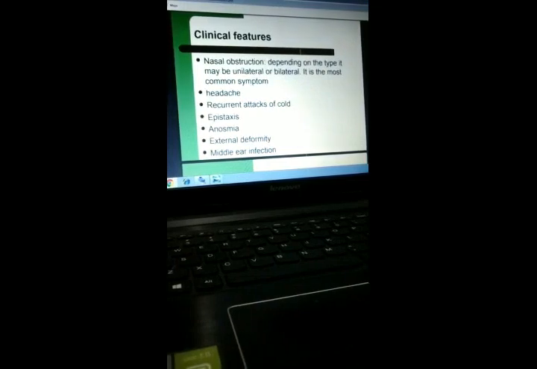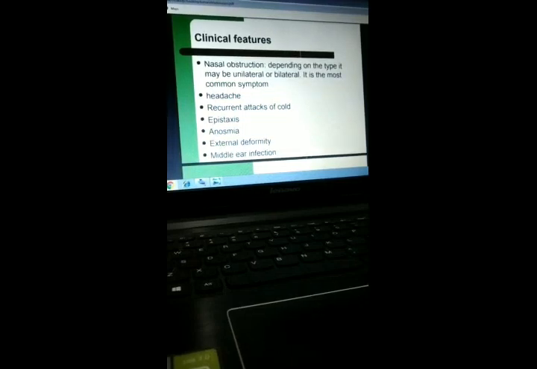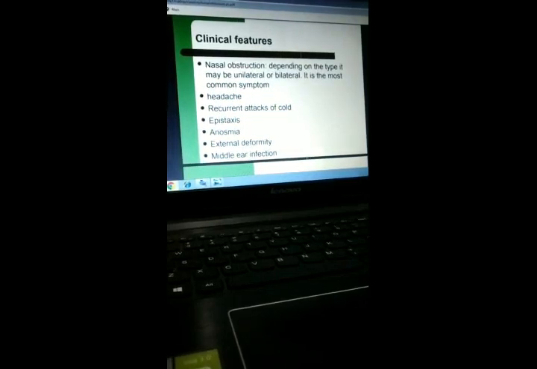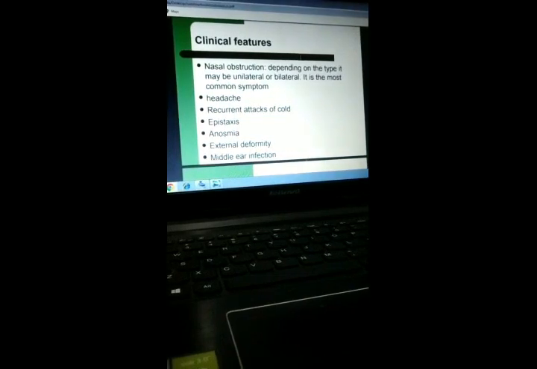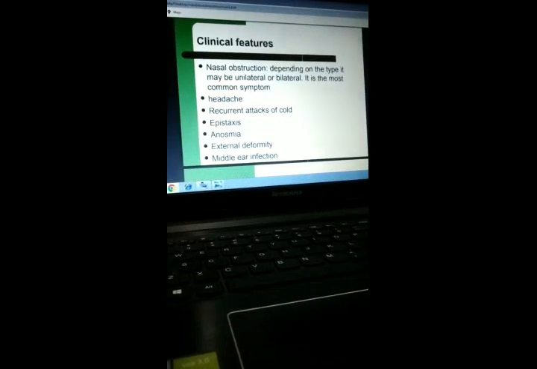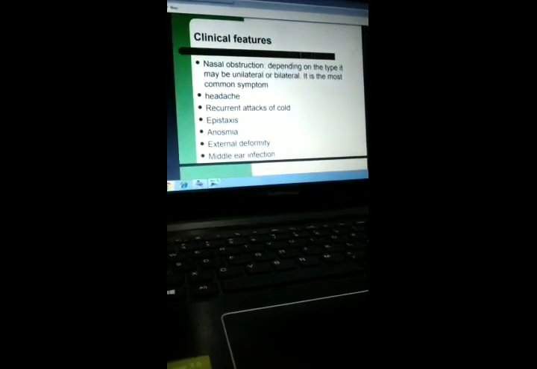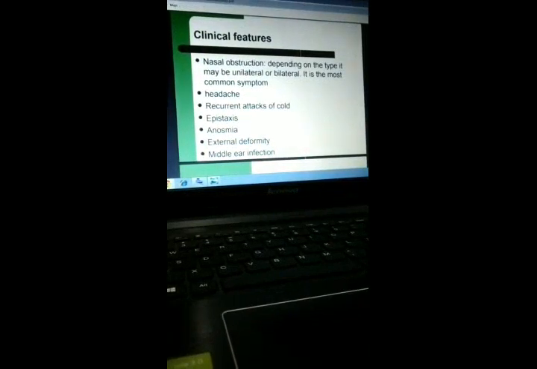Another symptom is middle ear infection, as the DNS causes poor ventilation of the sinuses, that causes sinusitis, and this infection travels through the Eustachian tube to the middle ear, and that causes middle ear infection.